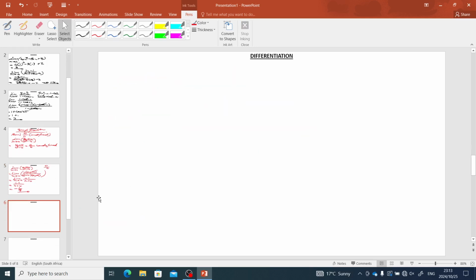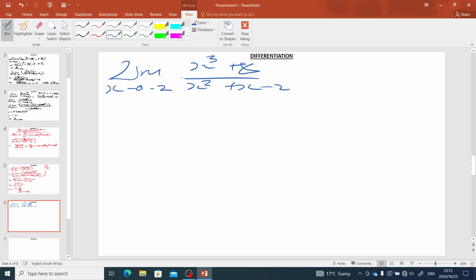Let's look at the second example. Let's say we are given the limit as x approaches negative 2 of (x cubed plus 8) divided by (x squared plus x minus 2). Now, by inspection, you would see that if we were to do the direct substitution, it will give us 0 divided by 0. Therefore, we need to simplify.